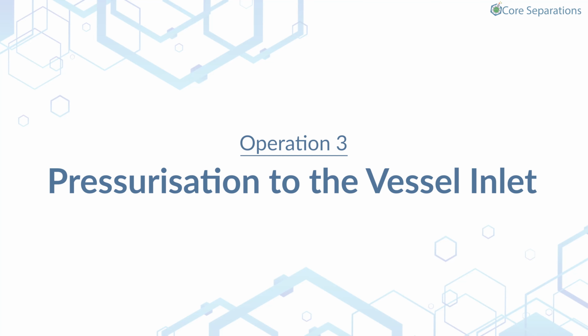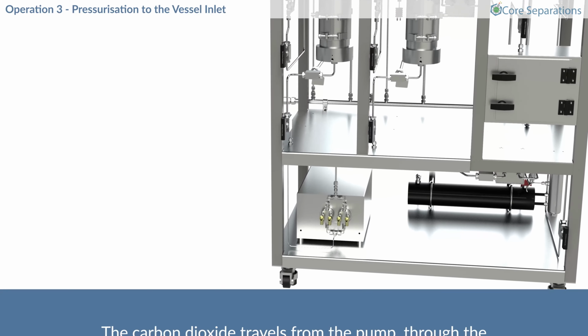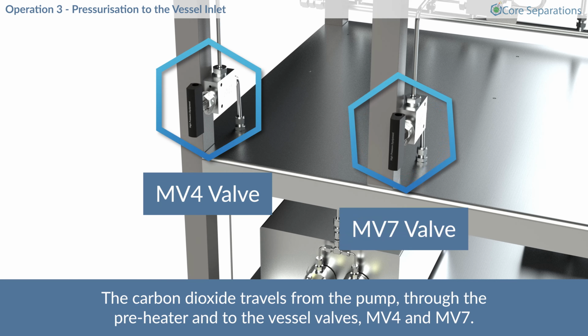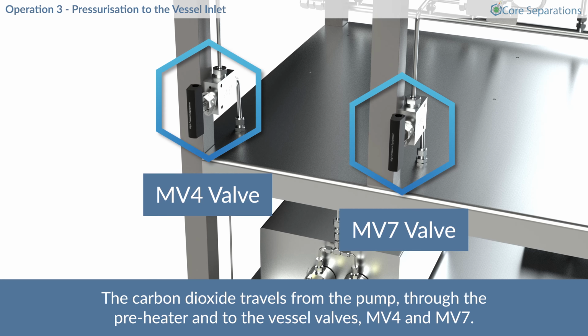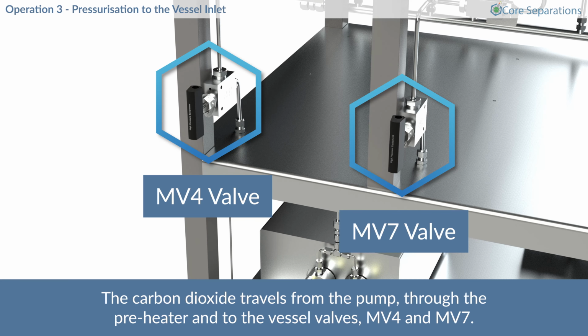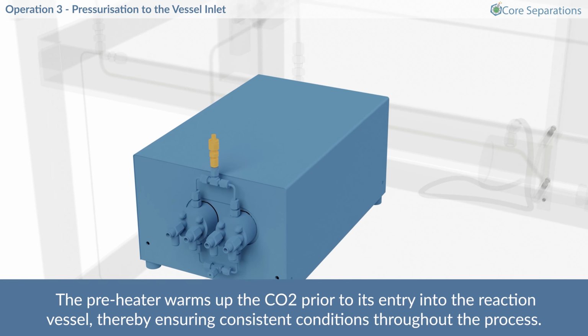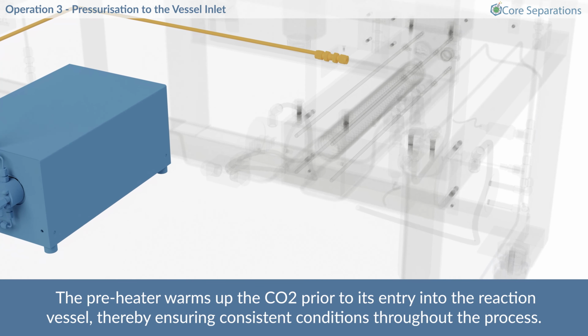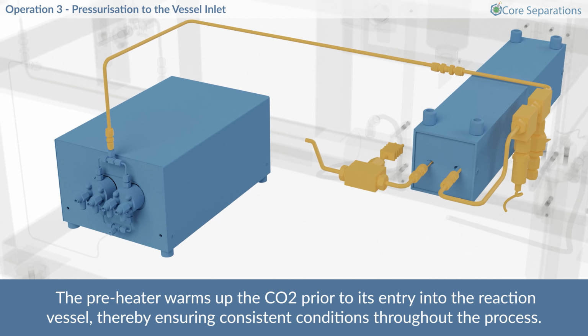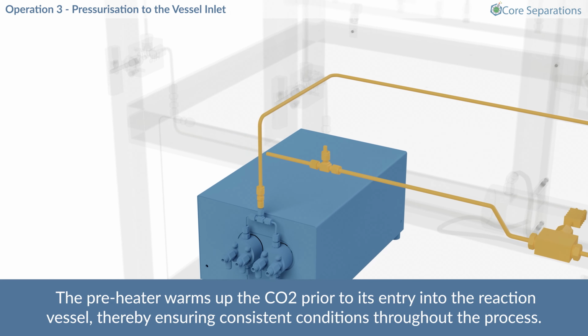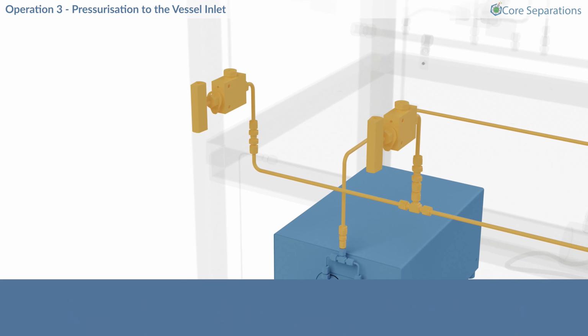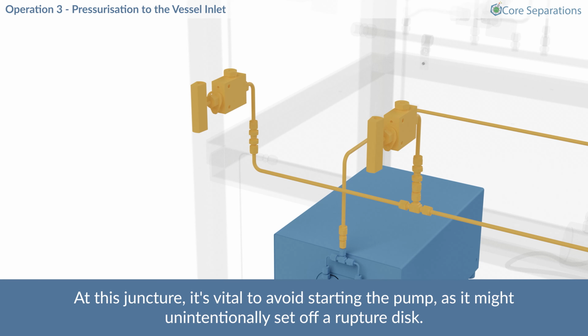Operation 3. Pressurization to the vessel inlet. The carbon dioxide travels from the pump, through the preheater, and to the vessel valves, MV4 and MV7. The preheater warms up the CO2 prior to its entry into the reaction vessel, thereby ensuring consistent conditions throughout the process. At this juncture, it's vital to avoid starting the pump, as it might unintentionally set off a rupture disc.